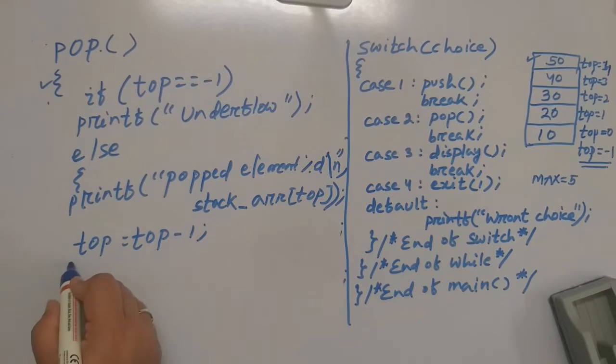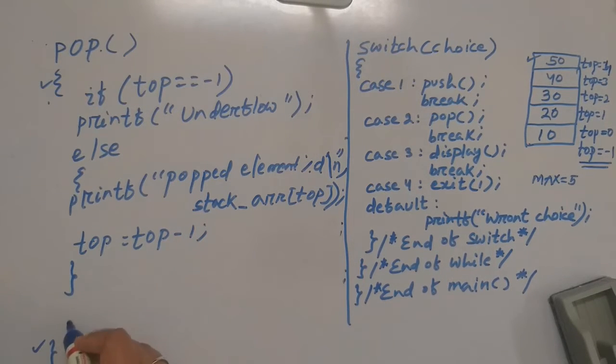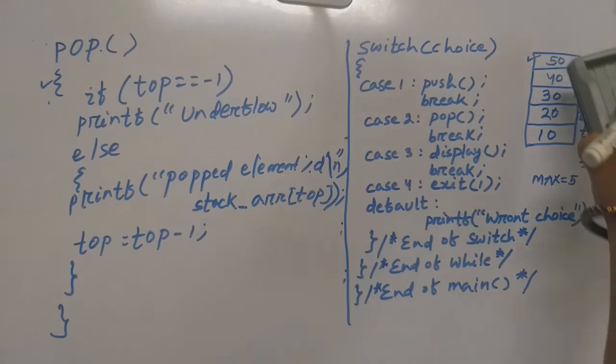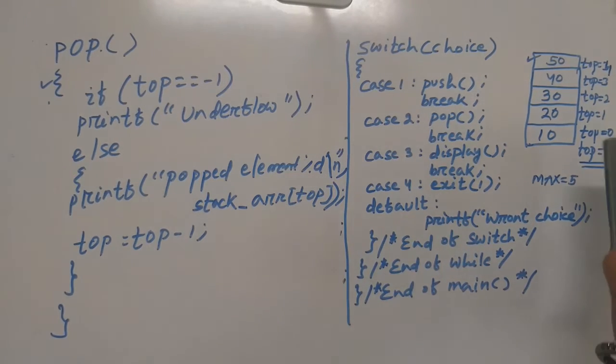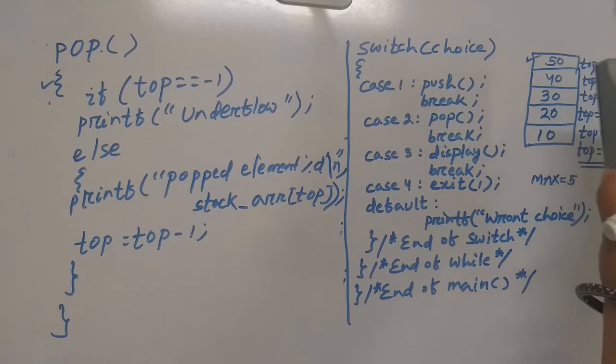This is the important thing here. Remember what the value of top is, because it depends upon the top value. Okay, so this is the end of the else, this bracket is the end of the pop operation. So first we delete from the stack which we already pushed. First we check whether top is equal to minus 1.